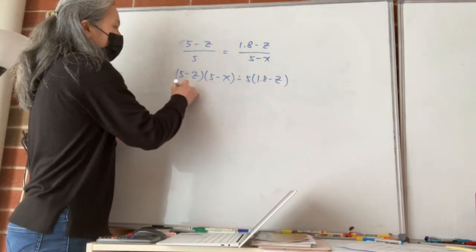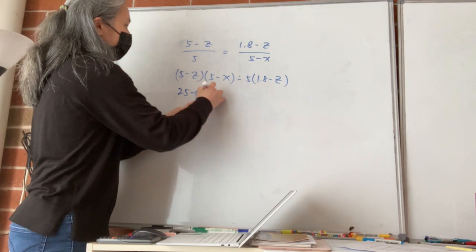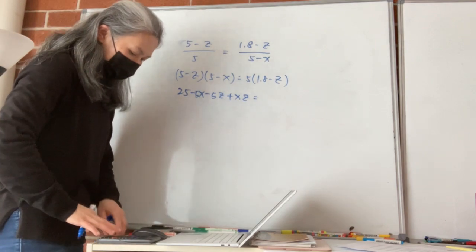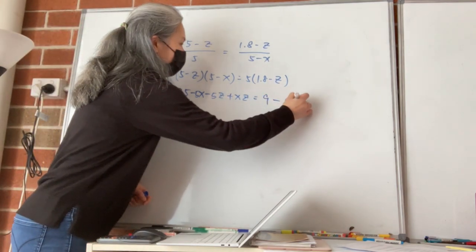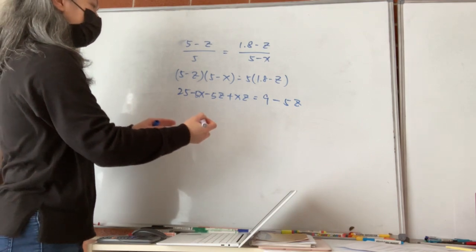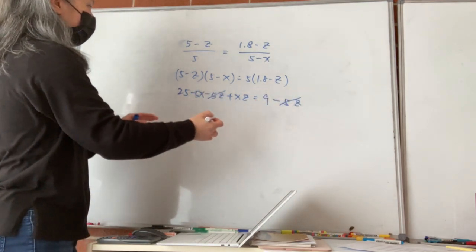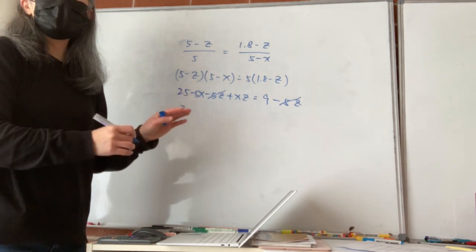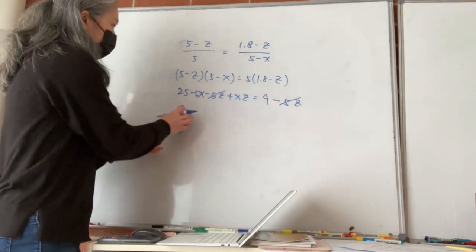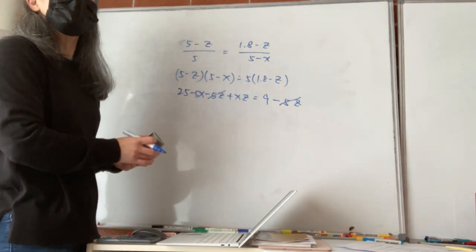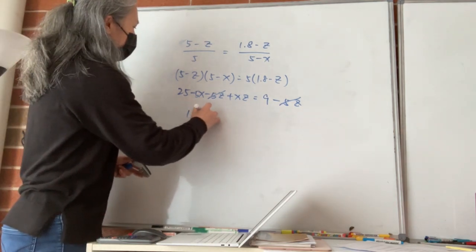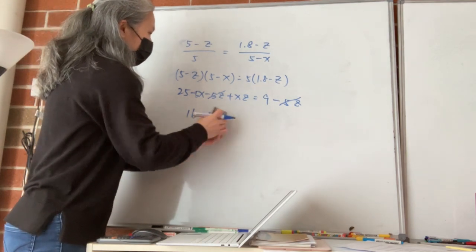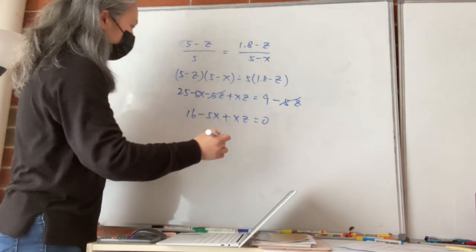So you are going to have 25 minus 5x minus 5z plus xz equal to 9 minus 5z, which is, this one is gone, right? And 25 minus 9 is 16. So 16 minus 5x plus xz equal to 0.